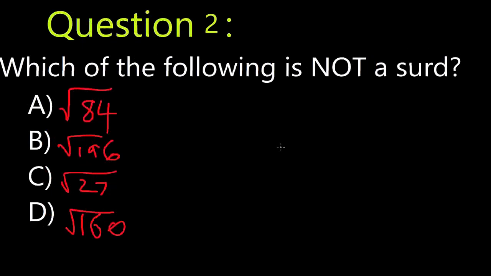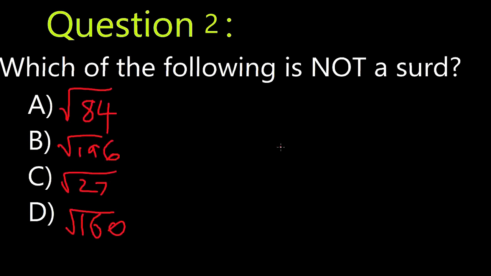Okay, so that first question was pretty easy. Let's get on to question 2. Which of the following is not a surd? You can see they've given us 4 options again, very similar to the first question. The first option is root 84, second option is root 196, third option root 27, and fourth option root 160.